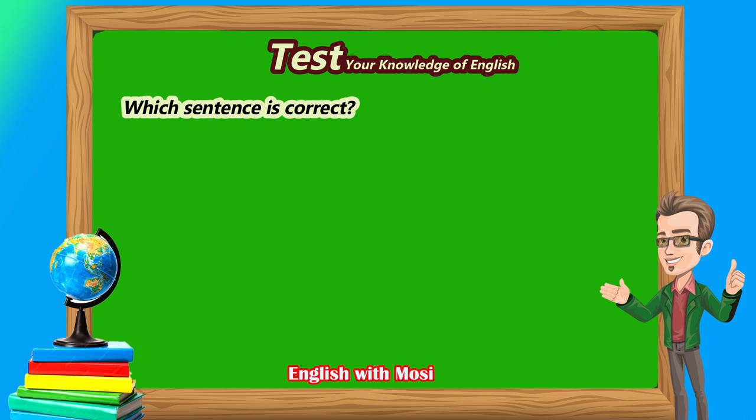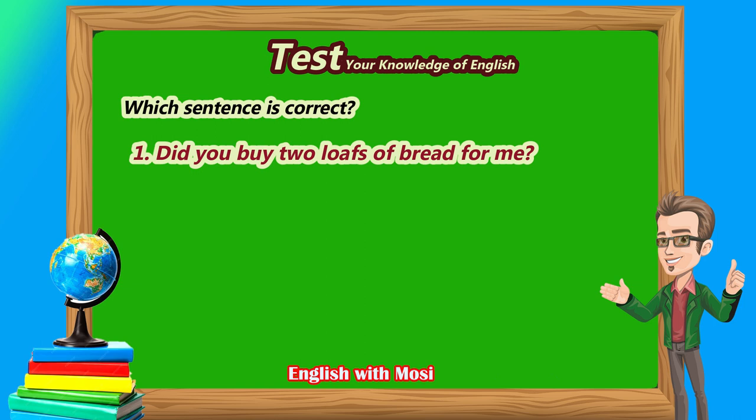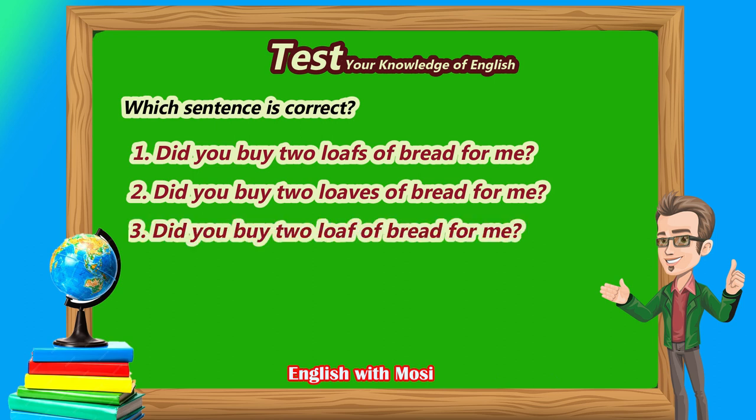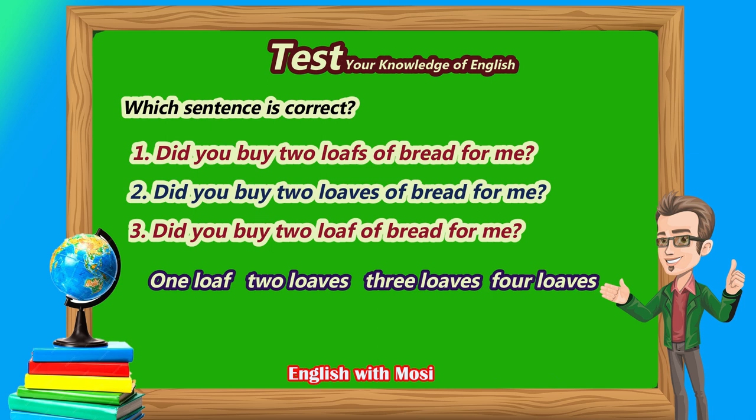Now, the fourth test. Which sentence is correct? Did you buy 2 loaves of bread for me? Do you know the answer? Which of them is correct? The answer is, did you buy 2 loaves of bread for me? Because loaf is an irregular noun, and the plural form of loaf becomes loaves. So we should say 1 loaf, 2 loaves, 3 loaves, 4 loaves, and so on.